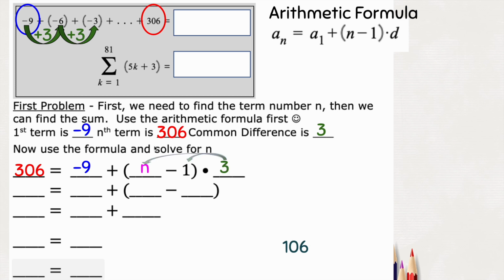So now I'm going to take that 3 and I'm going to distribute it because I want to get rid of these parentheses here. I could also divide by 3 on both sides, but I do need to make sure if I do the division method, 9 also gets divided.